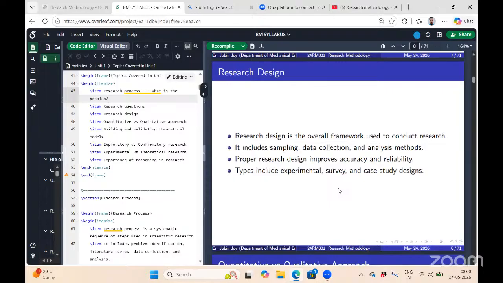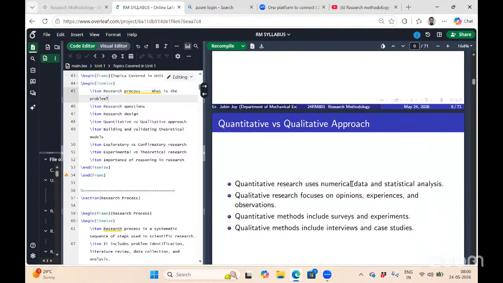Research design means the overall framework used to conduct research. It includes sampling, data collection, and analysis methods. Proper research design improves accuracy and reliability. This includes experimental design, survey design, and case studies.